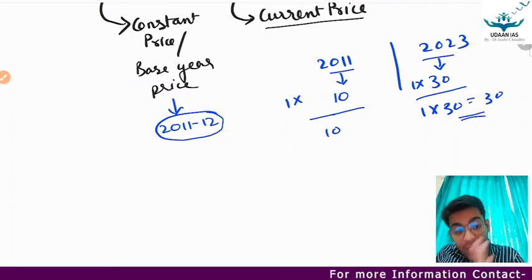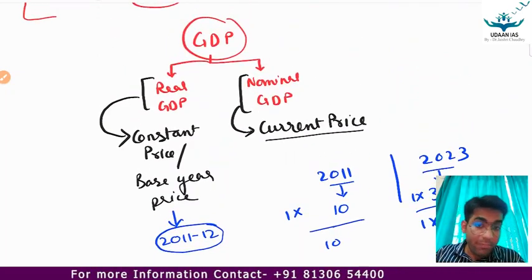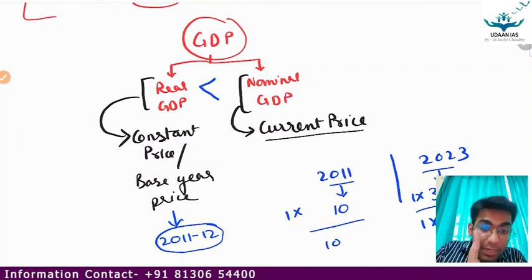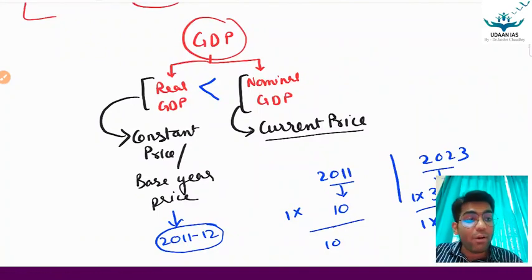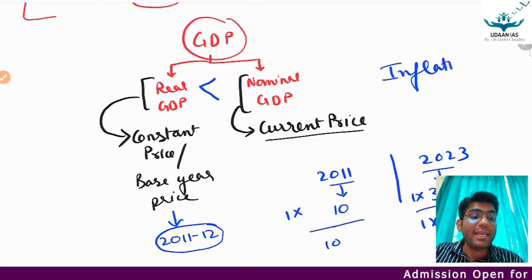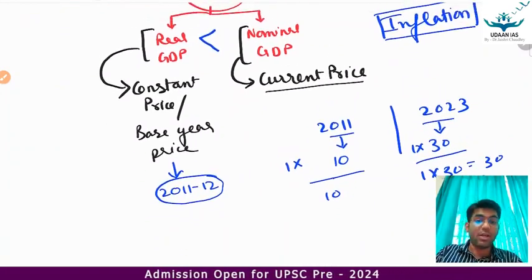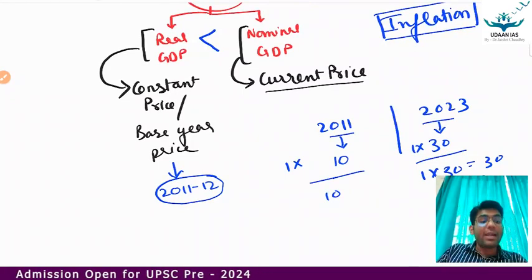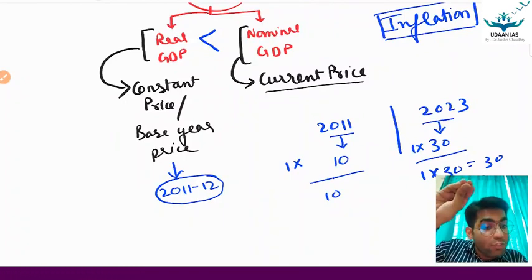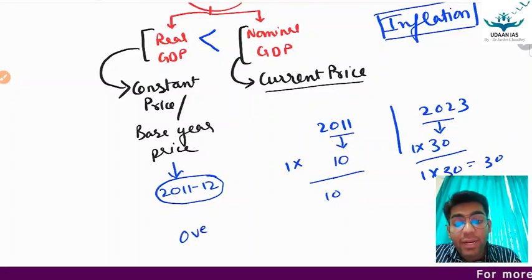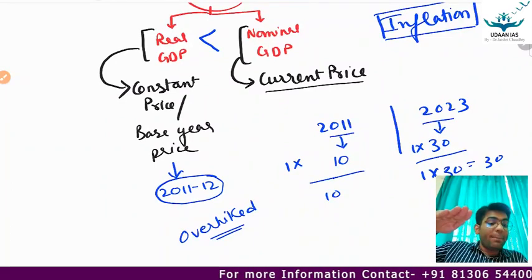From this I can make a conclusion that every time your nominal GDP will be greater than real GDP. Why? Because price increases over the period of time because of inflation. So I can say that in order to adjust your prices, in order to not give an overhyped value of GDP, we are taking at a particular base year, at which many times we calculate our GDP.